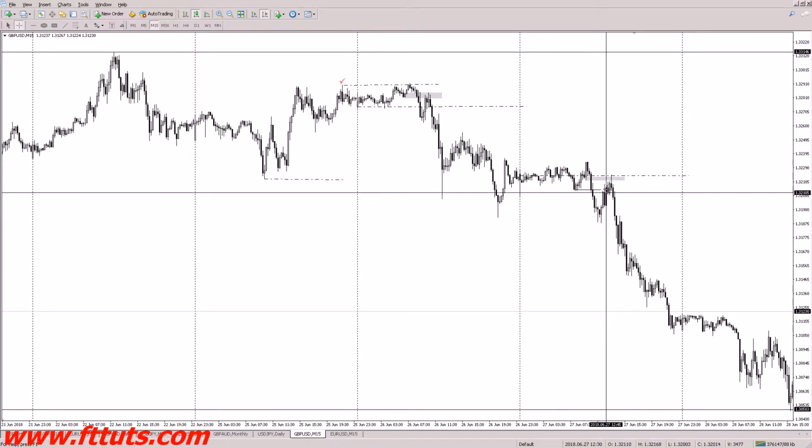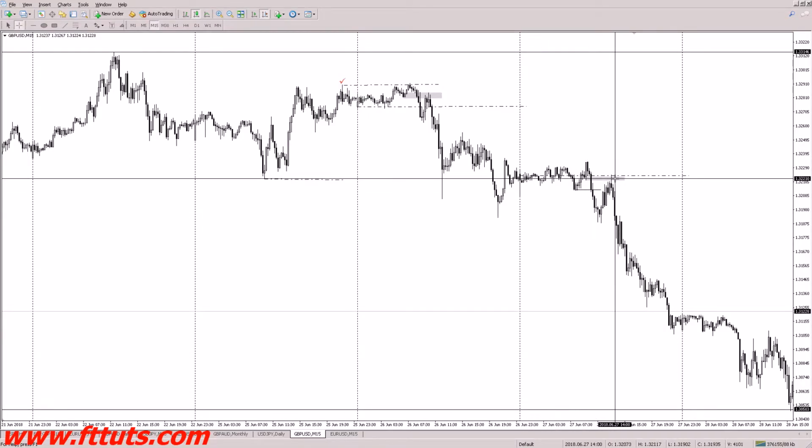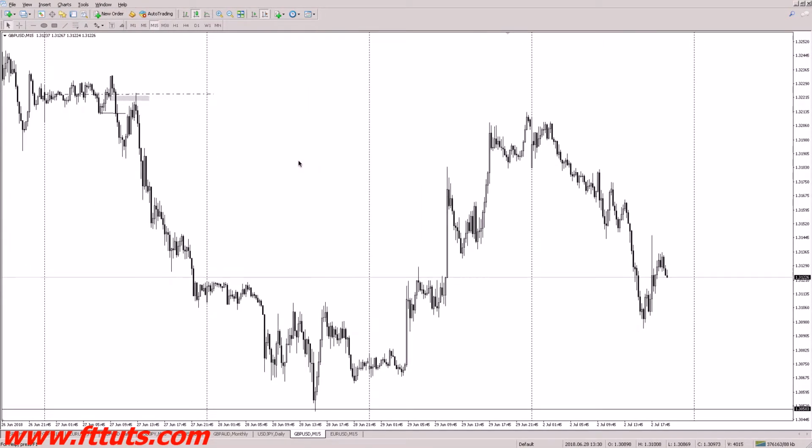Boom. And then what did it do? It broke the market structure, broke that low, and it came to retest. So you got a sell. You could have got a sell in here, guys, quite easily. So it's using the same technique.